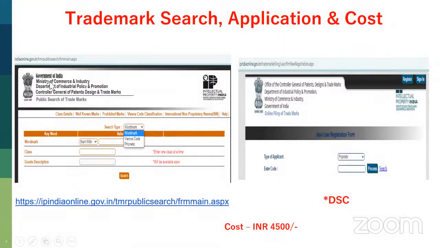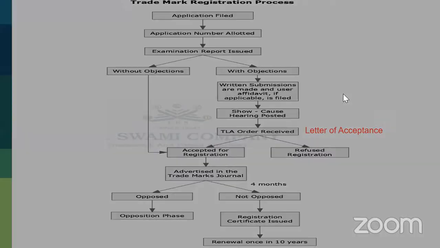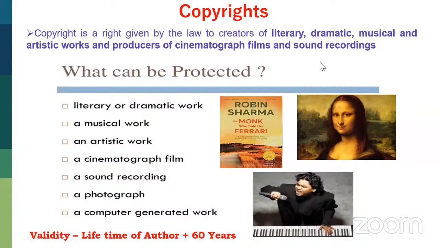So as I said, this can be applied in online mode, because I am comfortable with online mode. With the help of a digital signature, you register here, and you can search over here to see how things appear in the trademark. And this is the flow. I'll skip this flow also, because we have hardly half an hour. So the next one is copyright. Once I finish this, I'll show you the portal visit.